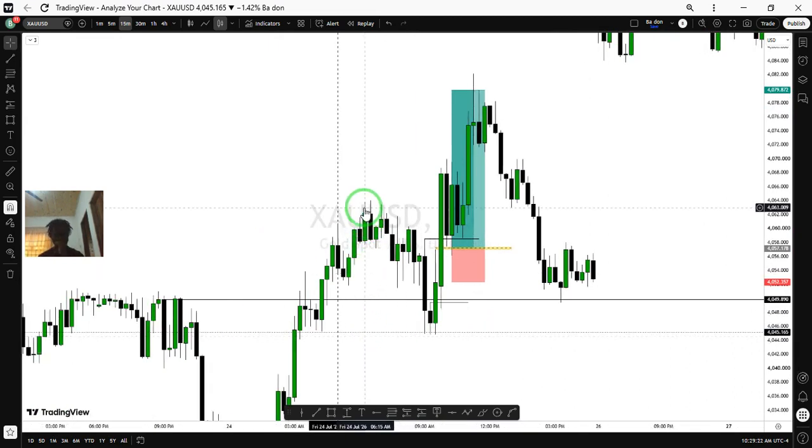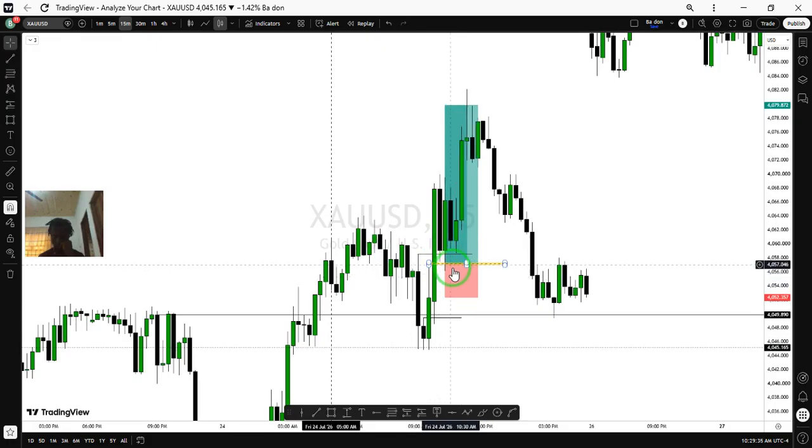So yeah, we mark our valid order block on the 4-hour time frame. We go to our 15 minutes time frame, wait for price to inject it, and create a market structure shift and a fair value gap. And we enter from the 50% of the fair value gap, and we target 1:4.